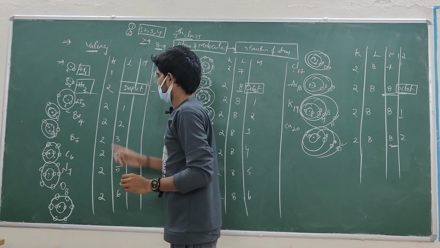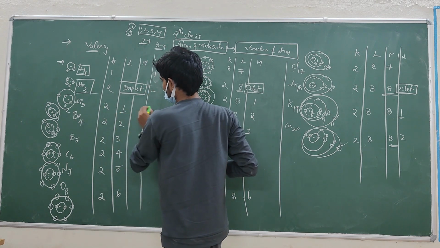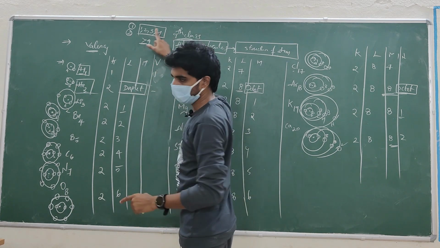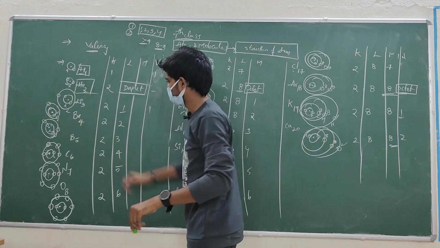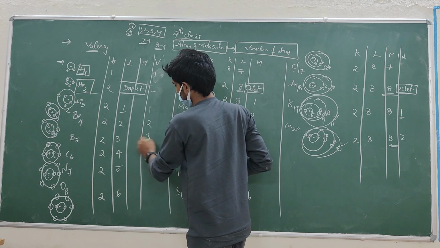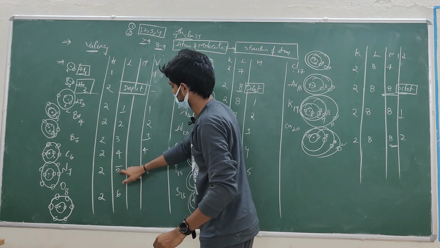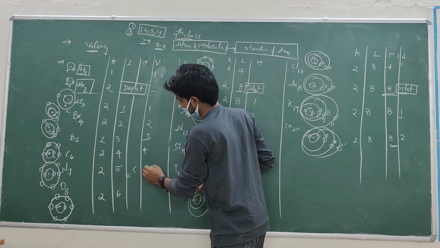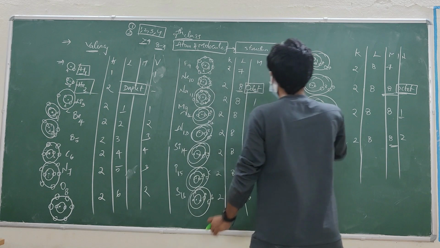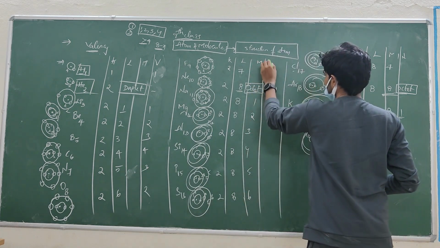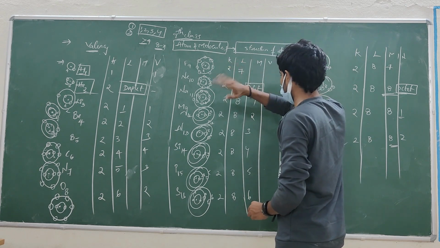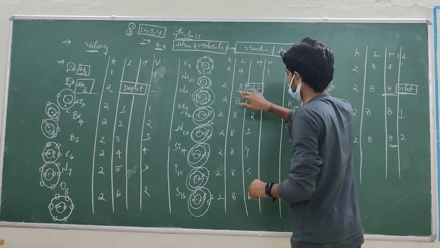Here, lithium's outermost shell contains 1 electron. As I said before, if it is 1, 2, 3, or 4, you put the same number, so it is 1. Beryllium contains 2, so simply put 2. If it is 3, then 3; if 4, then 4. But if it is 5, you subtract it from 8: 8 minus 5 is 3. For 6, 8 minus 6 is 2. Then let's check the valency here. The outermost shell contains 7 electrons, 8 minus 7 is 1. Here 8 minus 8 is 0, and it has an octet structure.